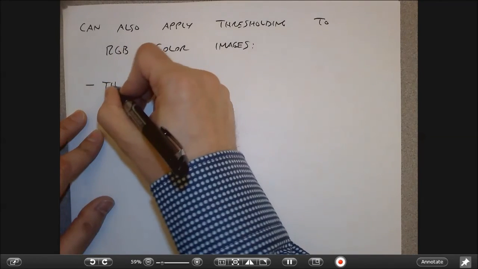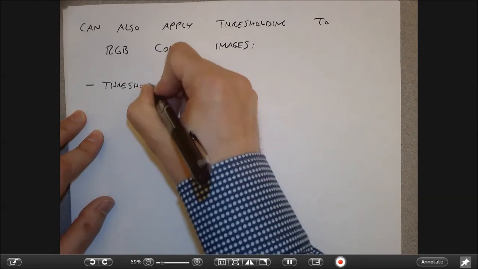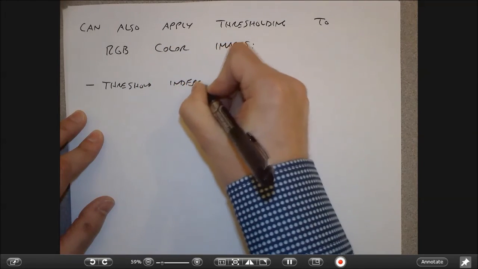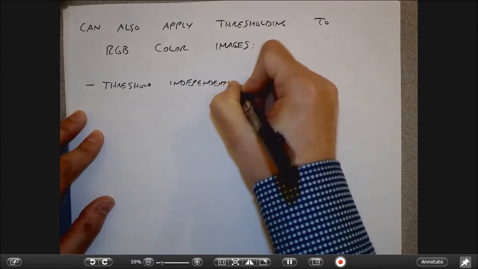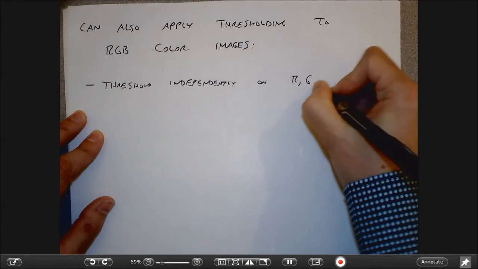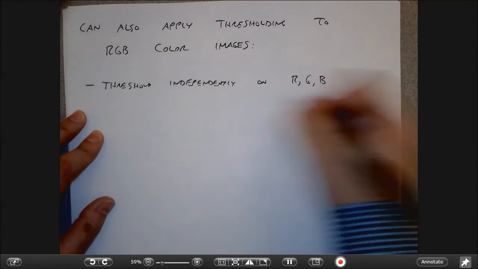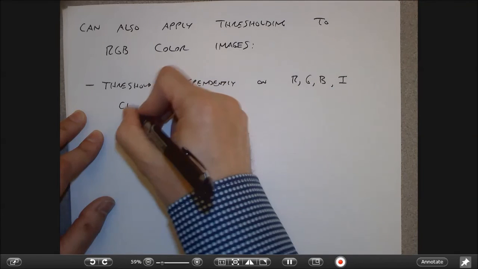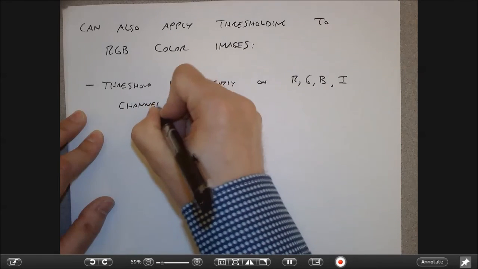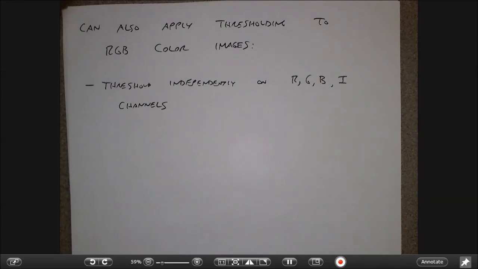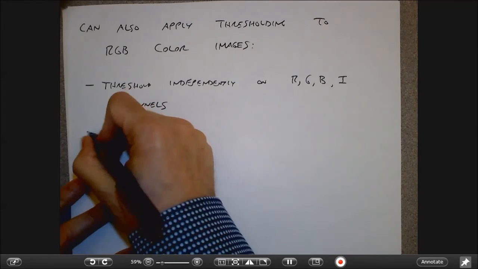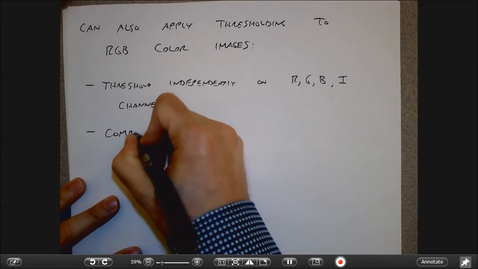So, I can threshold independently on the RGB or intensity channels, right? So I could say I want to be brighter than this in red, brighter than this in blue, brighter than that in green, something like that, right? So that's certainly easy to combine those kinds of binary images, or combine the channels.